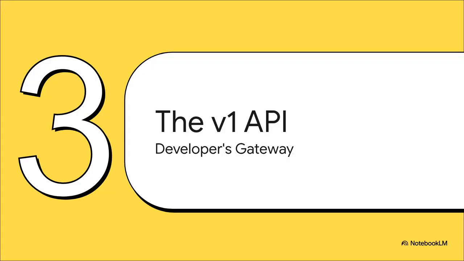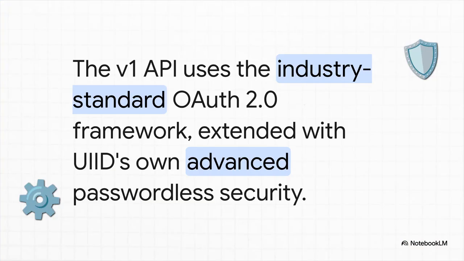All right, now let's get to the part that actually makes all of this possible for developers, the V1 API. This is really the main event of the whole V1 release. It's a stable, secure, and totally production-ready gateway for any app to plug into this brand new identity ecosystem. And here's the great news for all the developers out there. You don't have to learn a whole new, complicated system from scratch. The API is built on top of OAuth 2.0, which is the same trusted framework that tech giants have been using for years. UID just takes that familiar standard and beefs it up with their advanced passwordless security. It's really the best of both worlds, a proven foundation with next-gen protection.